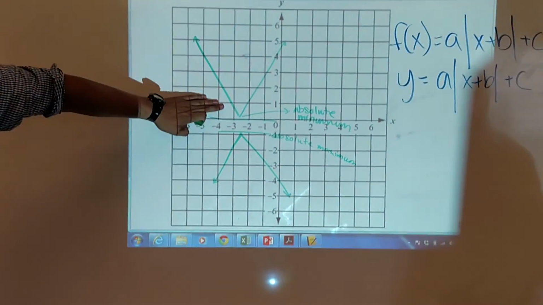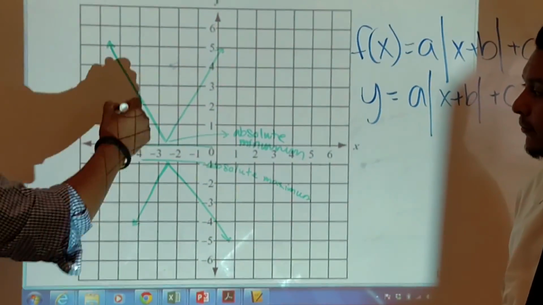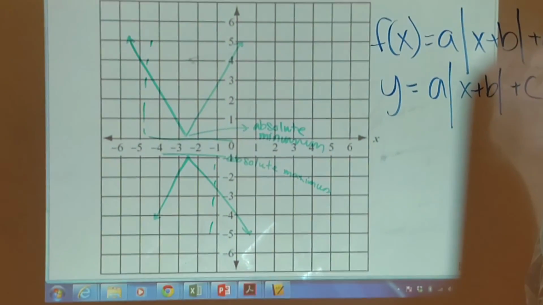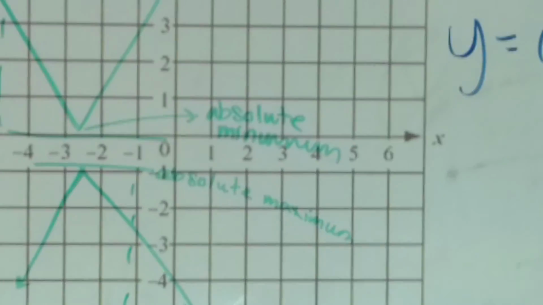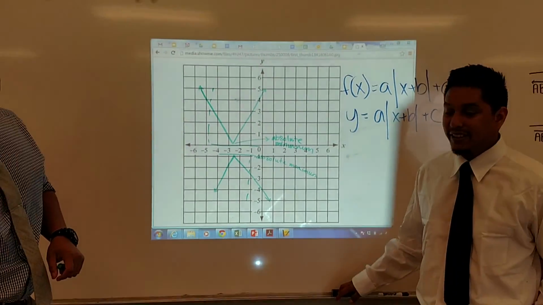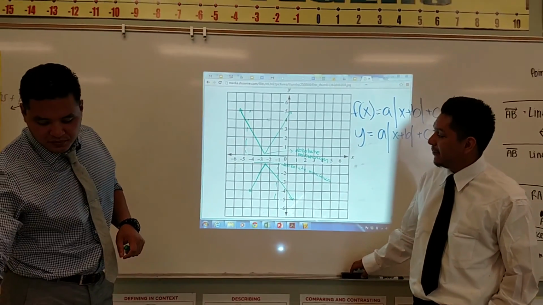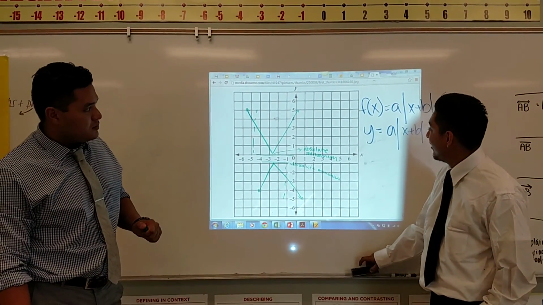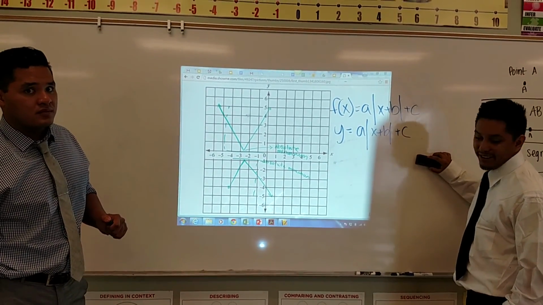So we have an absolute minimum, we have an absolute maximum, and you can see that both functions pass the vertical line test. So this is like a combination of the quadratic function and a linear function because it does have a similar shape except it has straight lines instead. And take a look at the formula.